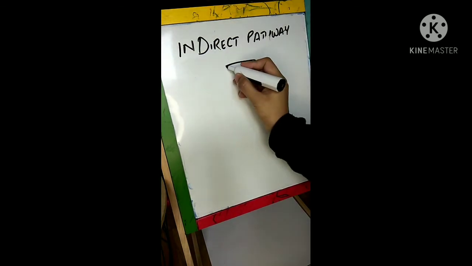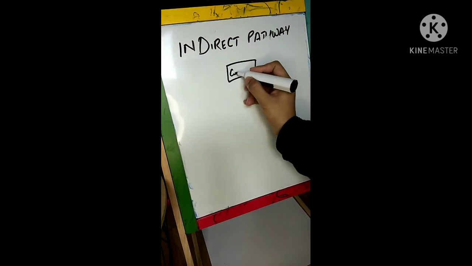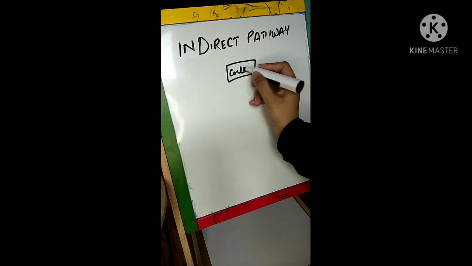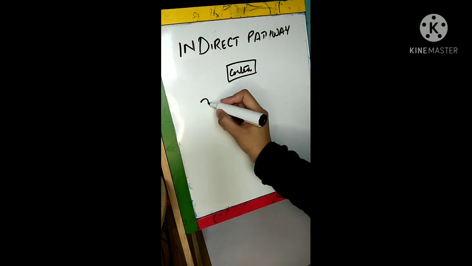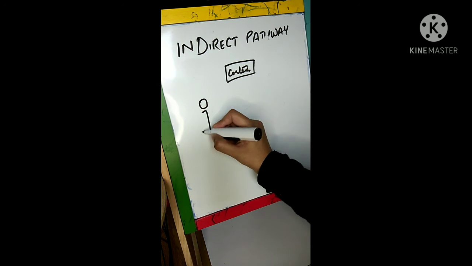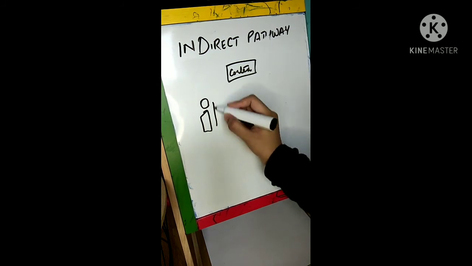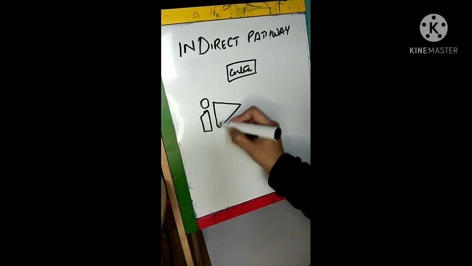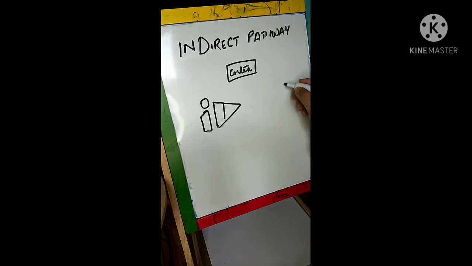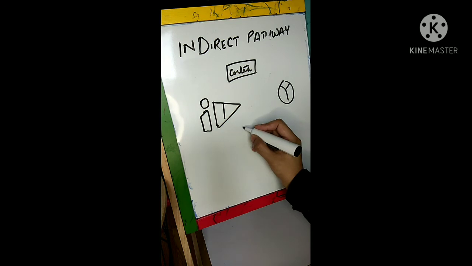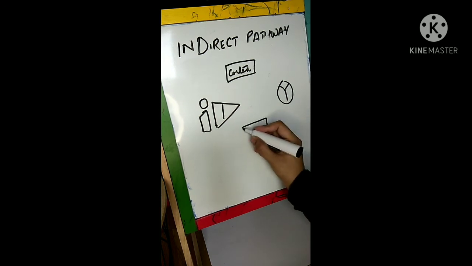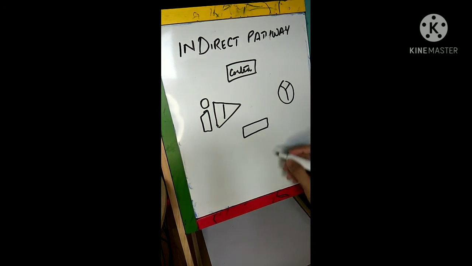So the next is the indirect pathway. In the indirect pathway, we again have the cortex, the caudate and the putamen, along with globus pallidus internus and externus. I have drawn it a little bit larger so that you can understand it. This is our thalamus, and below is the subthalamus.